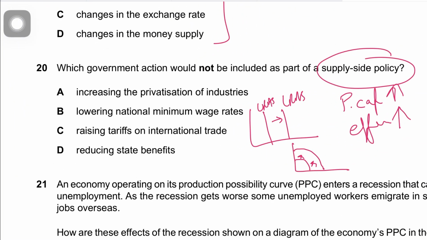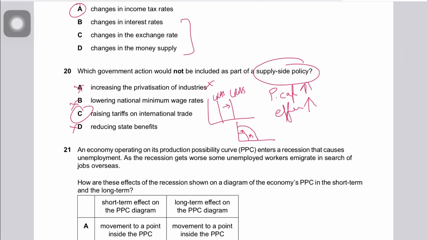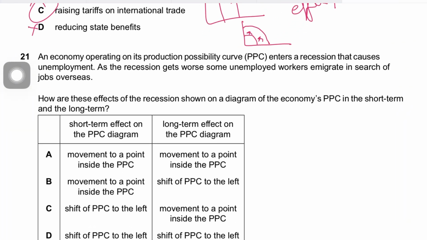Reducing state benefits is actually considered a supply side measure, because reducing state benefits will encourage people to enter employment. This will increase the labor supply and hence is considered a supply side measure. Privatization is a supply side measure because it increases competition and it also improves efficiency in the economy. So these are all supply side measures. A, B, and D are, so C is the correct answer. The question is saying what is not to be included as a supply side measure. Got it?